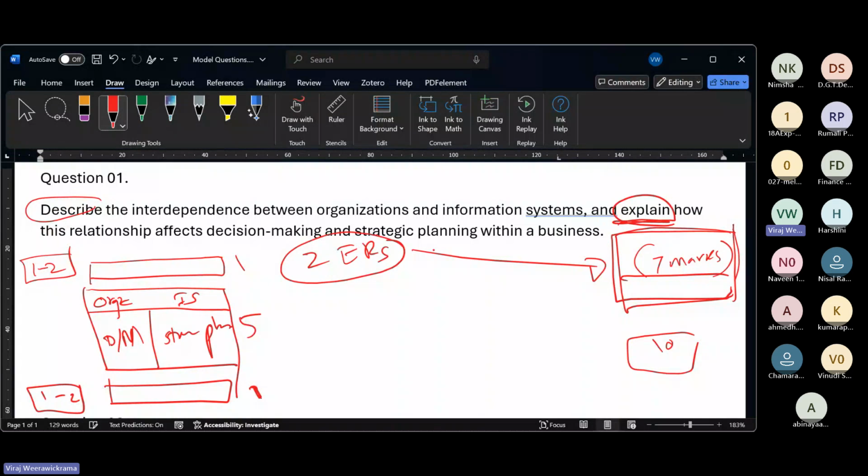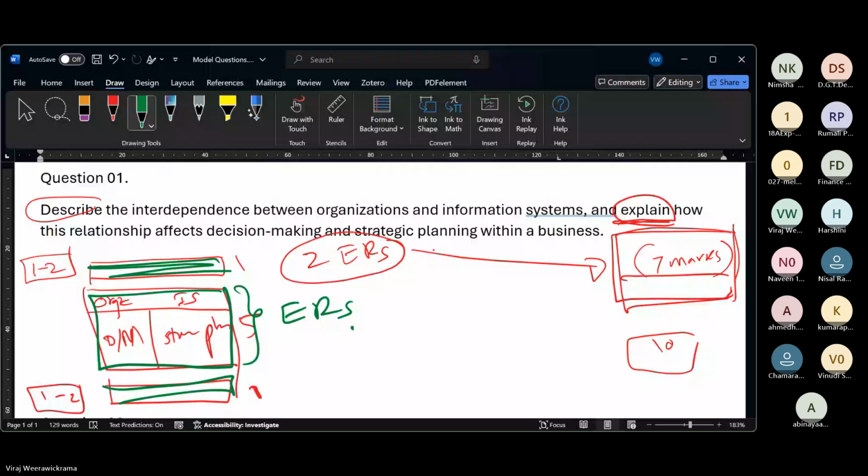There should be an introduction. Then there should be a content. In the content, you can highlight the exam requirements. Finally, a small conclusion. Are you okay with that? Any question?